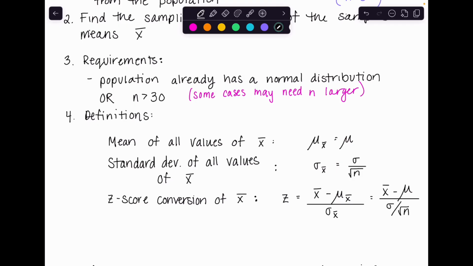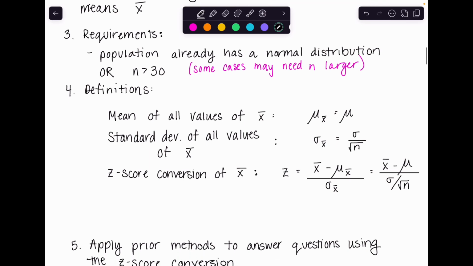As just a little note, this often has another name associated with it. Sigma sub x bar is called the standard error of the mean, and is often denoted by SEM.